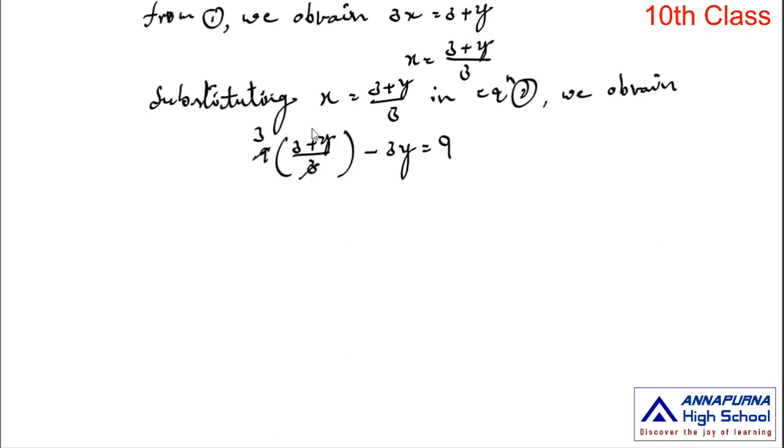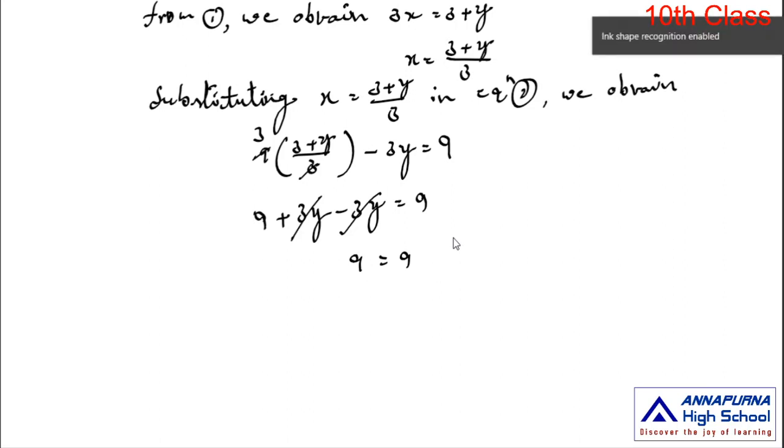3 times 3 plus y: 3 times 3 is 9, plus 3 times y is 3y, minus 9y is equal to 9. So plus 3y and minus 3y cancel, so 9 is equal to 9. Do you observe anything here? Here 9 is equal to 9, so this statement is always true.